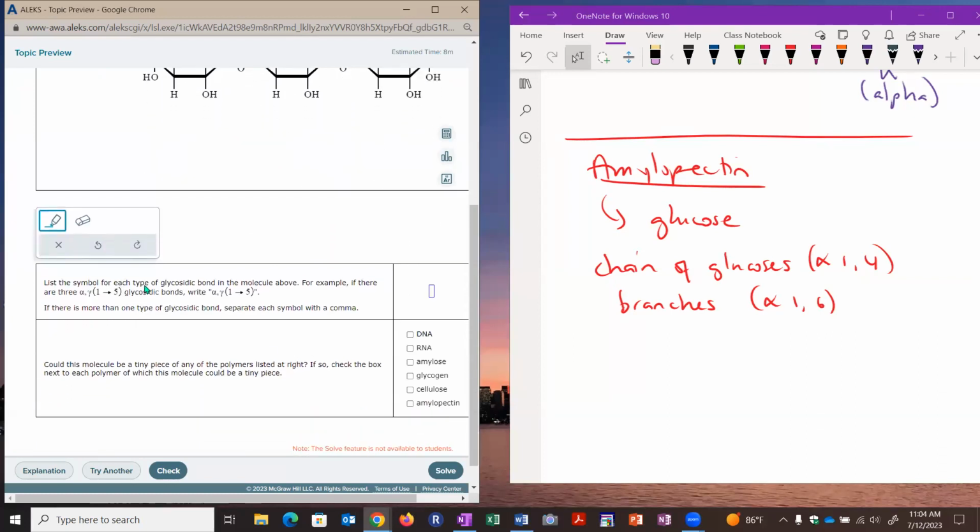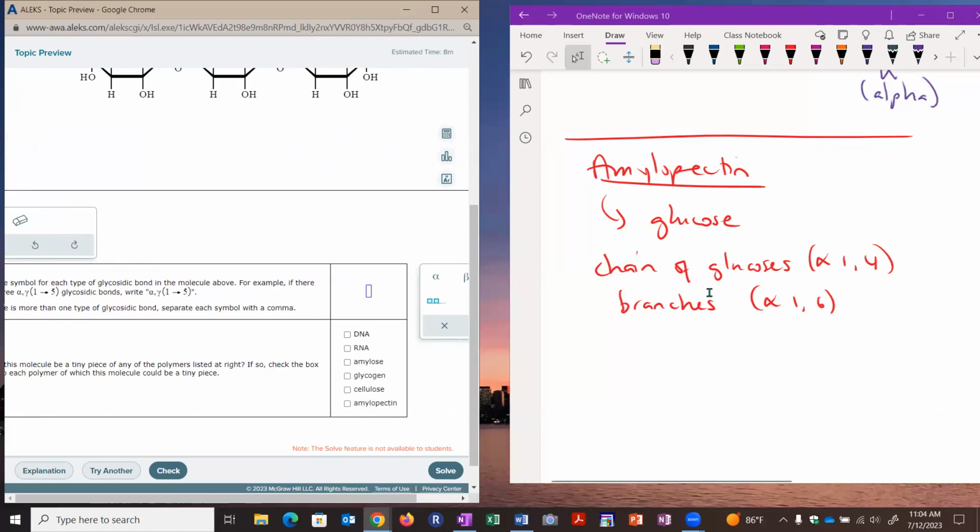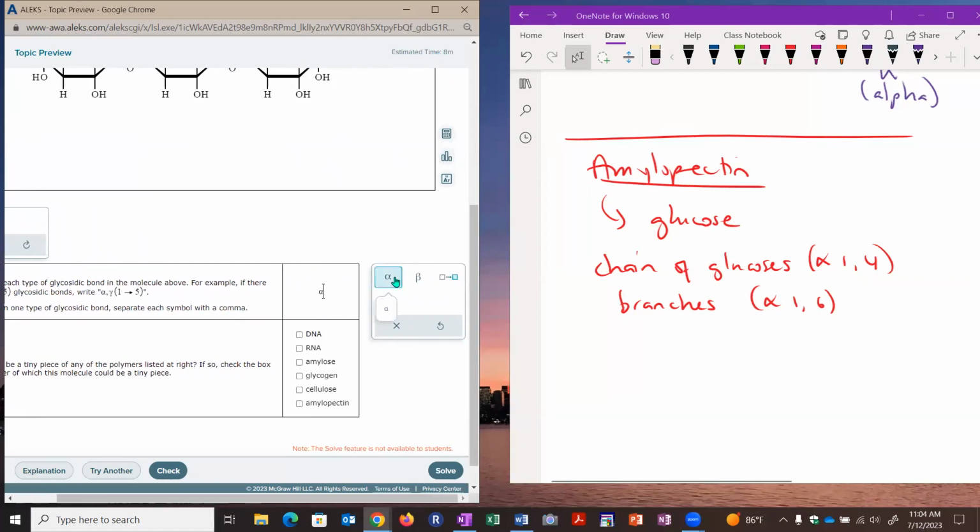Let's see what else. So it says list the symbols for each type of glycosidic bond. Well, we already identified these. So we have alpha-1,4, so 1 to 4, and then we also have alpha-1,6, so alpha 1 to 6. And again, we can find that in amylopectin and also glycogen.